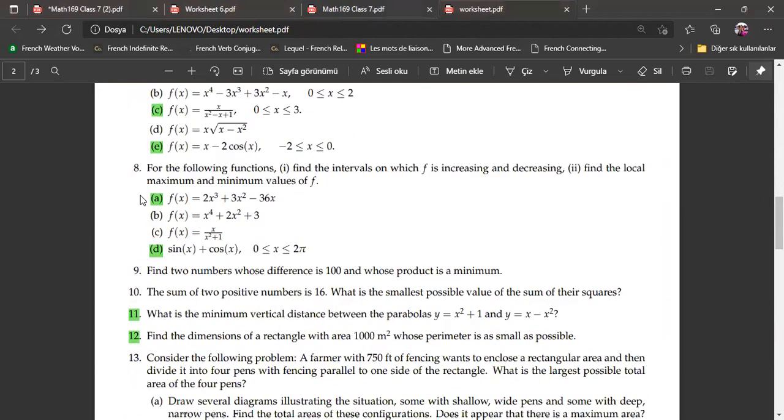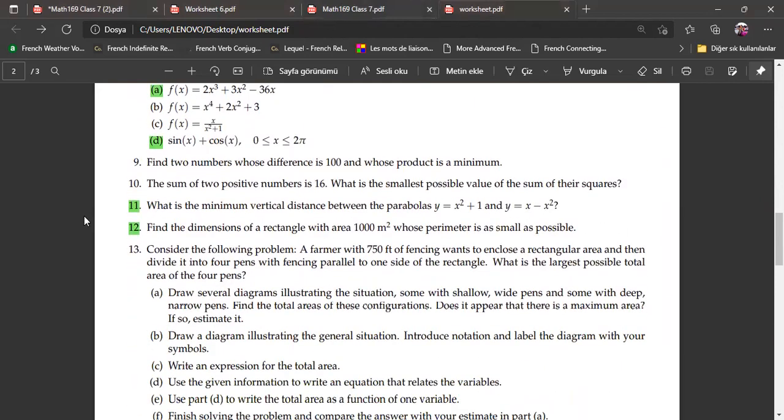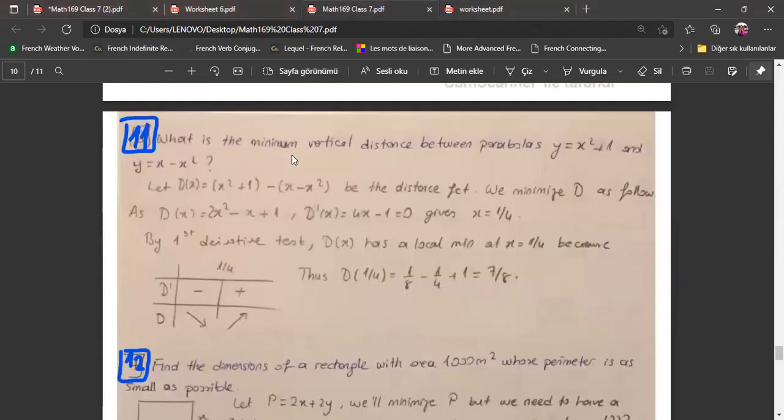So we're done with this question 8. We will solve 11 and 12. So we will find the minimum vertical distance between these two parabolas. Okay. So first, write a function in terms of only one variable, x, which gives us the distance between these two parabolas.